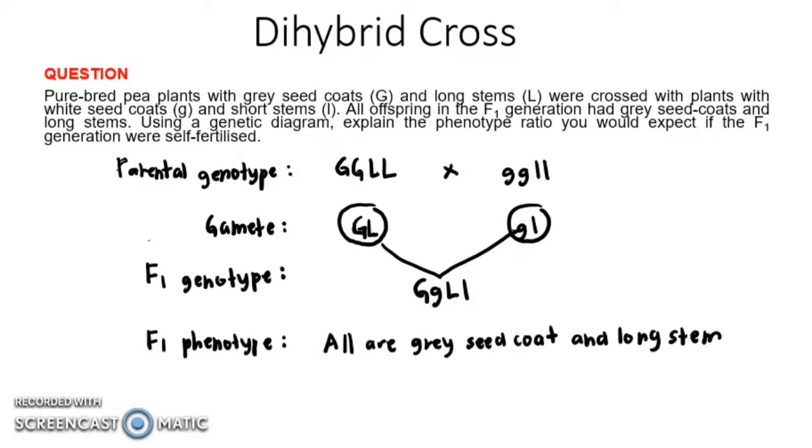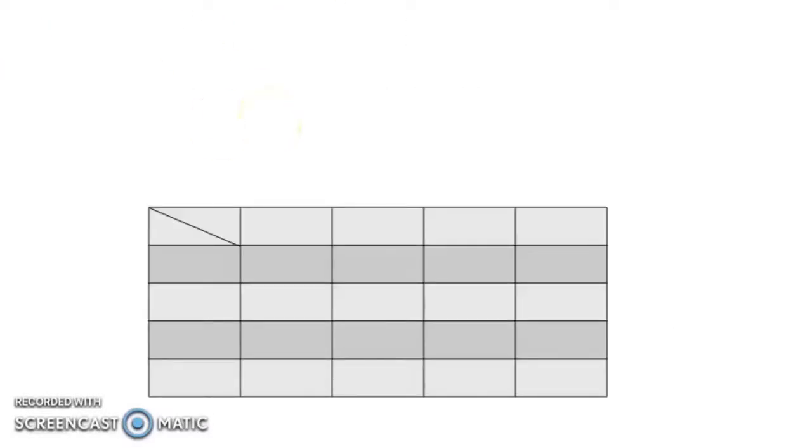But the question needs you to show the F1 generation self-fertilized. Self-fertilized in this case means that you have to show the self-cross between F1. We already got the F1 genotype, so what you have to do next is show the F1 self-cross. F1 cross F1. So the genotype of the F1 is capital G small g, capital L small l, crossed with another heterozygous.